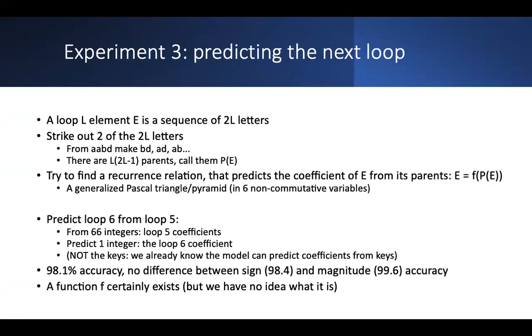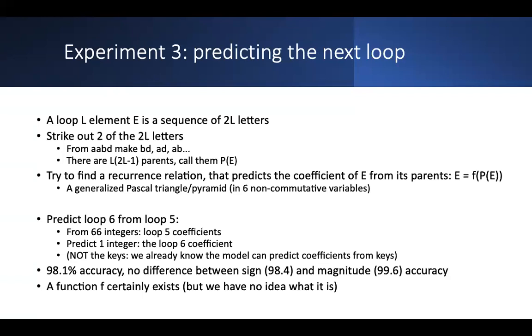So the next idea we had there is saying, okay, now we are at one loop, we want to predict the next one. How can we do that? You remember a loop is a sequence of 2L letters plus a coefficient. So if I want to predict loop L from loop L minus 1, there's one easy way. I take the key for loop L and I strike out 2 letters, and then I get a loop L minus 1 coefficient. And there are (2L minus 1) over 2 ways to do that.